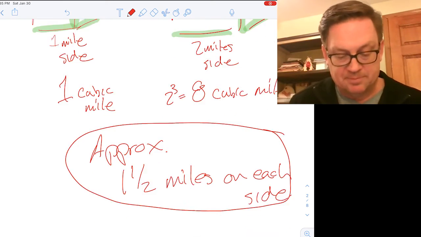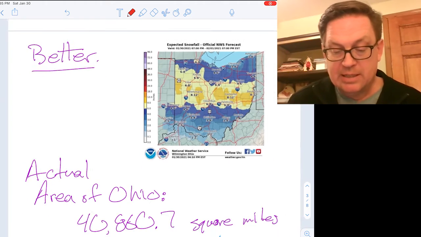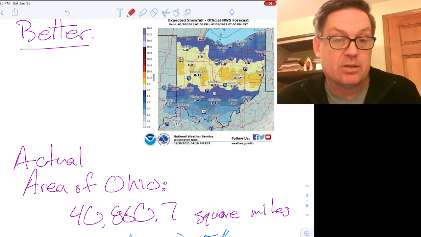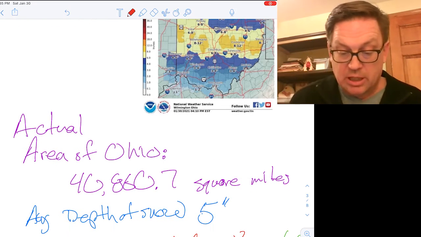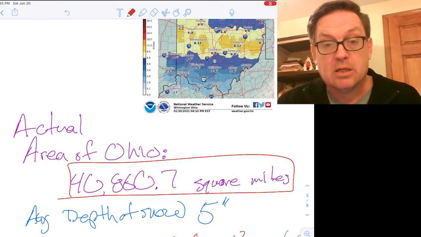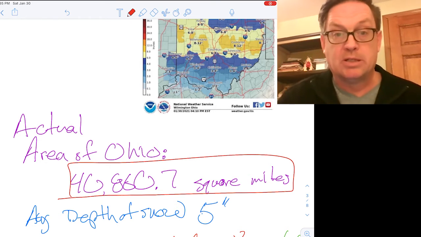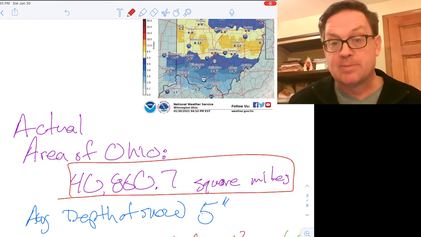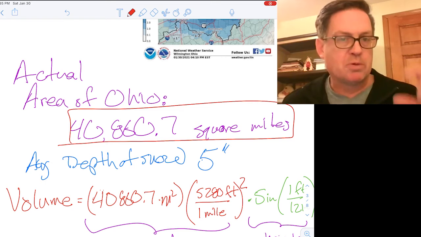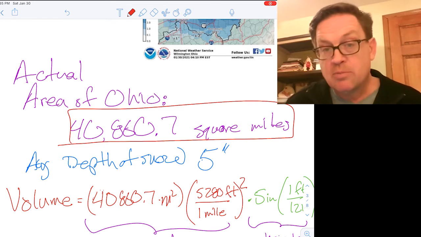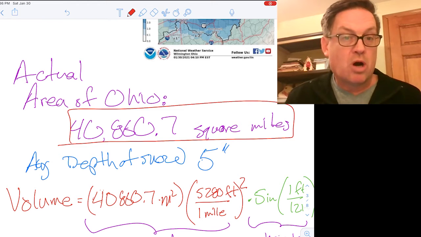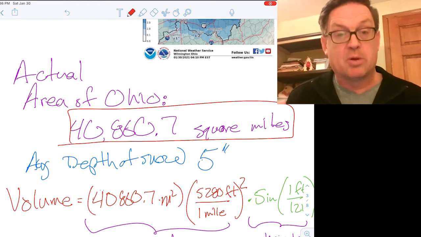How could you do that more accurately? Well, a better way, if you could look up some values, is to find the actual exact area of Ohio. Well, I looked it up, and it's 40,860 square miles. So our estimate of 200 by 200 was really good, better than I expected. Let's say the average depth of snow is 5 inches. So we have a more precise value there. Then those numbers aren't as nice, so doing the math mentally is going to be more awkward. The mental math is going to be harder to do.